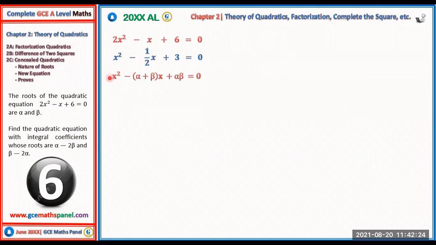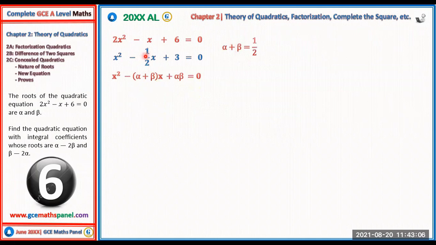Now, from here, since the general form is x squared minus sum of roots plus product, it therefore means that minus a half x is identical to minus the sum of roots x. And this plus 3 here is equal to the product of roots. This equation tells us that the roots of this equation are alpha and beta. So first we have to look for alpha plus beta and alpha beta before we look at the second part of the equation. So our first thing to do here is to look for alpha plus beta and alpha times beta, or alpha beta. So at this point, we see that our alpha plus beta is equal to a half.